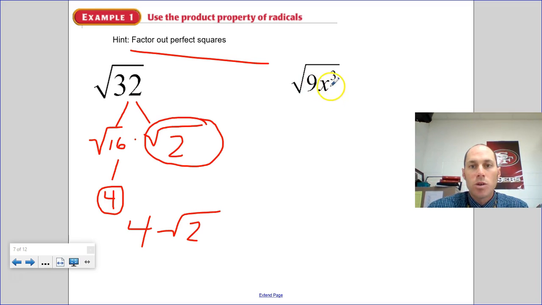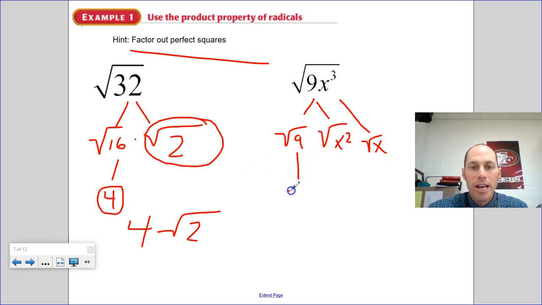Square root of 9 and square root of x cubed. Well, I can break that down into square root of 9, so that's a perfect square, times square root of x squared, because that's a perfect square, and square root of x.